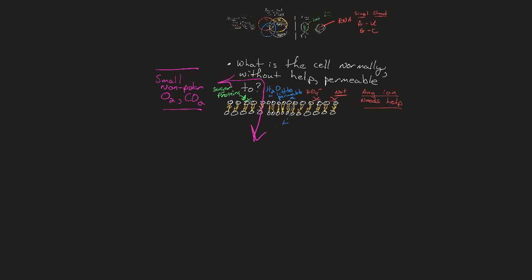So how do you get these things through with help? What is help? Yeah, some kind of transport protein. So again, looking at the phospholipid bilayer, looking at the fact that you have phosphate heads and these hydrophobic fatty acids.